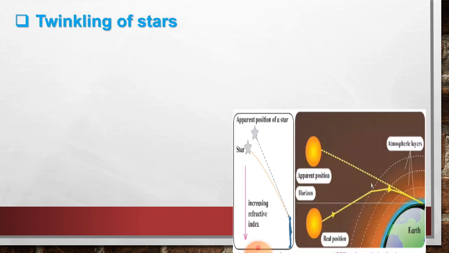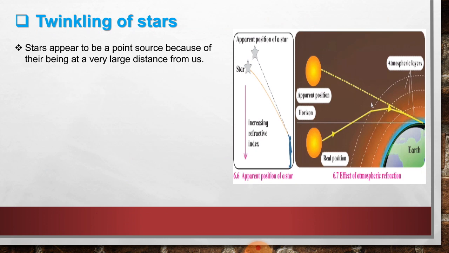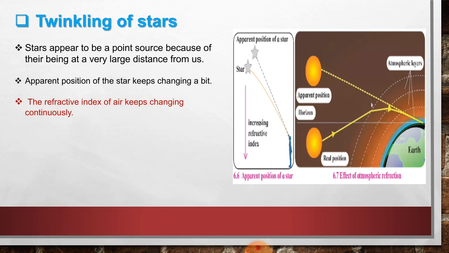Then we have learned about the twinkling of stars. What is twinkling of stars? So here the star appears to be a point source because of being at a very large distance from us. So stars are situated at a large distance from us, so the apparent position of the star keeps changing a bit.